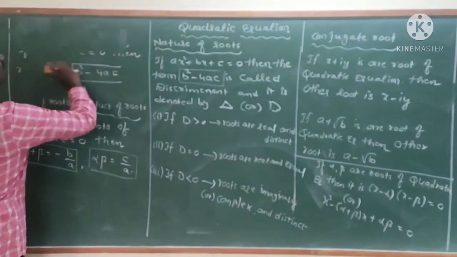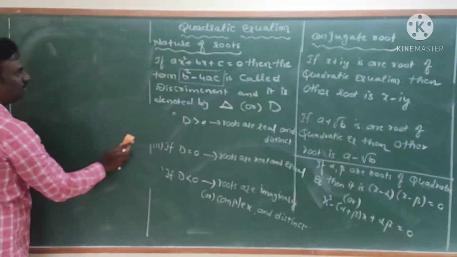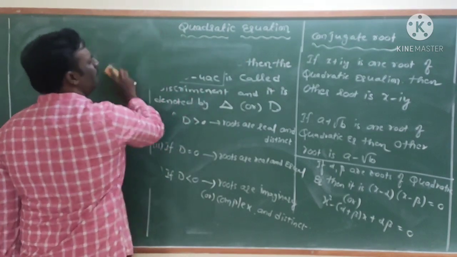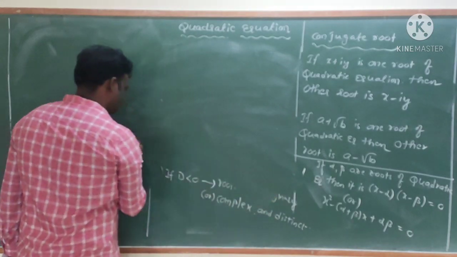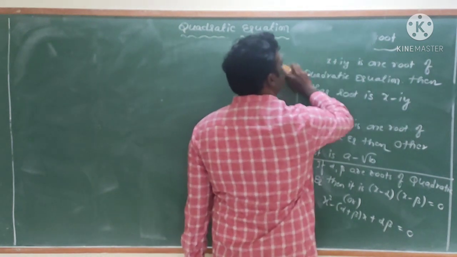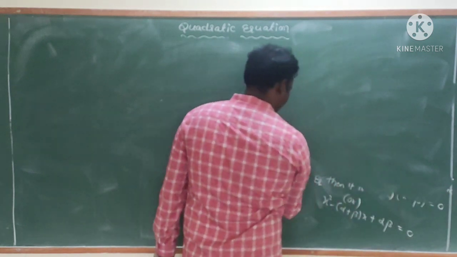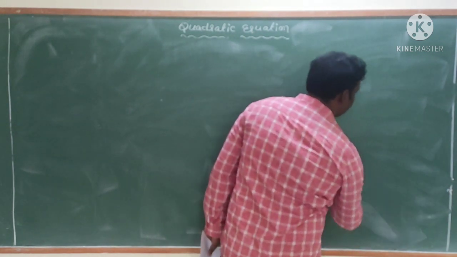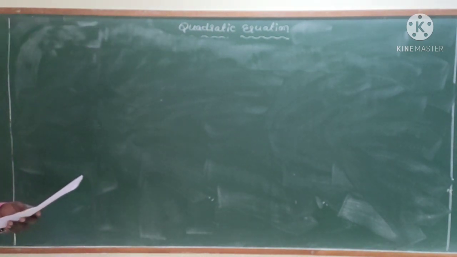So this is roots, nature of roots, sum of roots, product of roots, conjugate root, and if you know the roots, how to find the quadratic equation. Next, a few concepts which are used in objective that we will discuss. Okay, next.